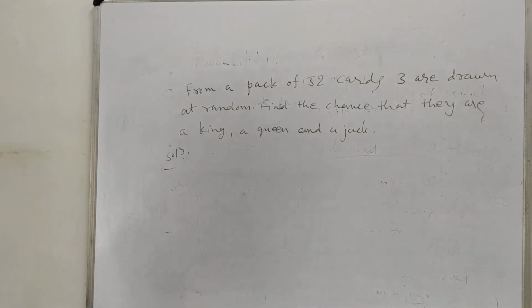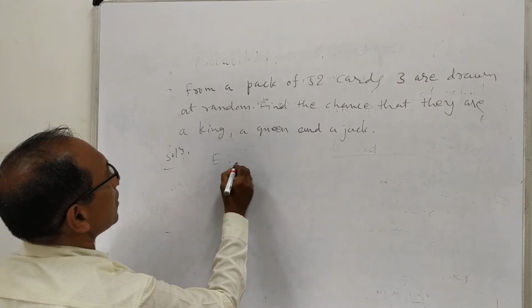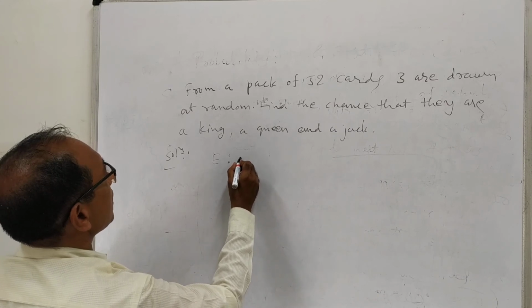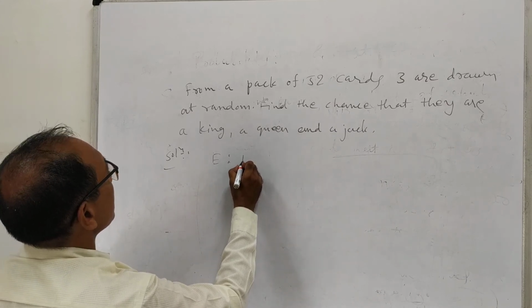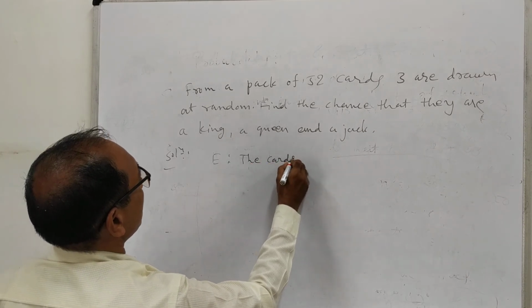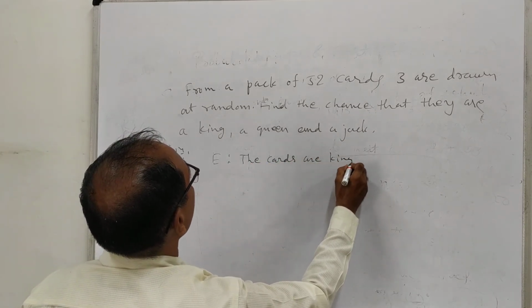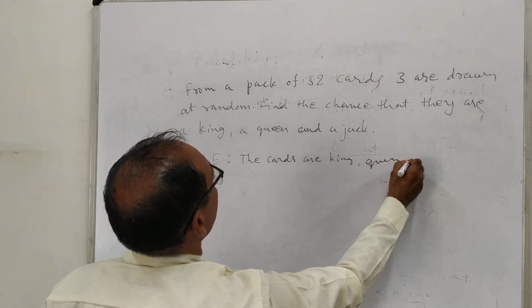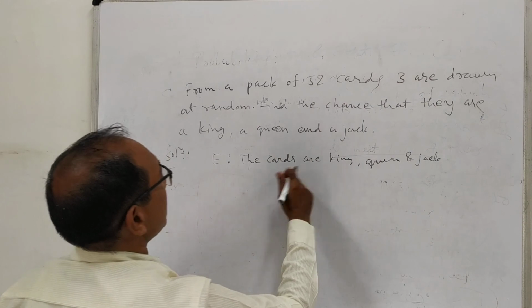So, solution. First of all, write down the basic information which is given in the question. So here we are given a pack of 52 cards. In the second line you can write 3 cards are drawn at random. Then the event E. Event E, then a semicolon you must write down. Event E is that the cards are a king, a queen and a jack. So the 3 selected cards must be this.